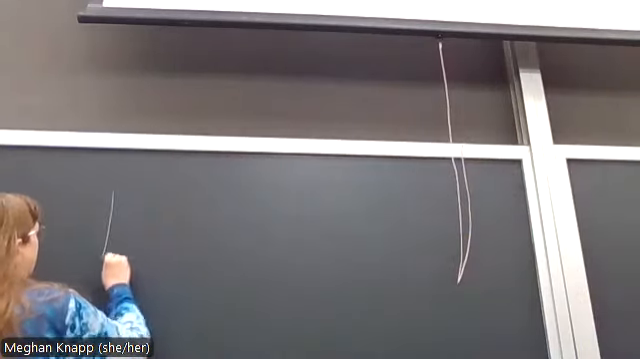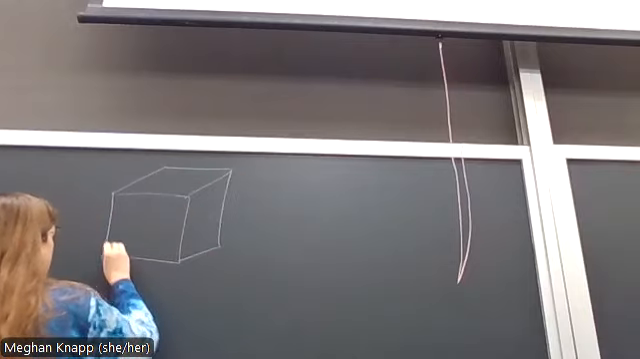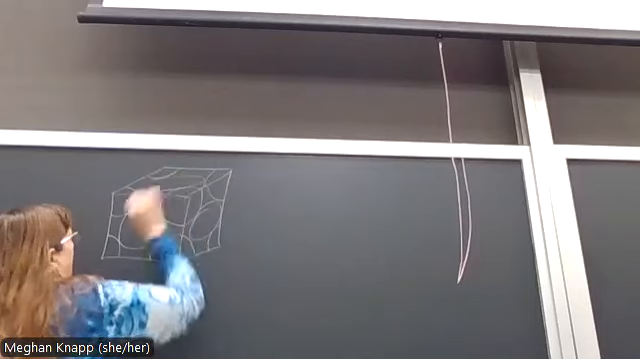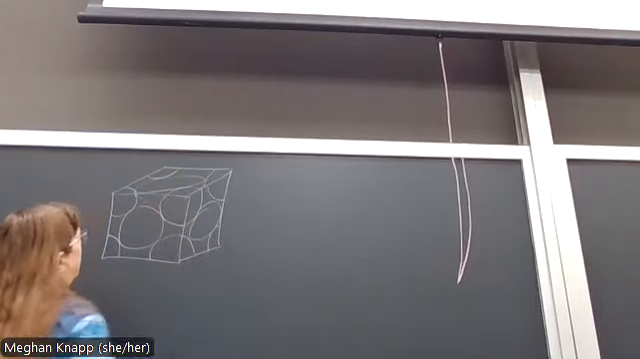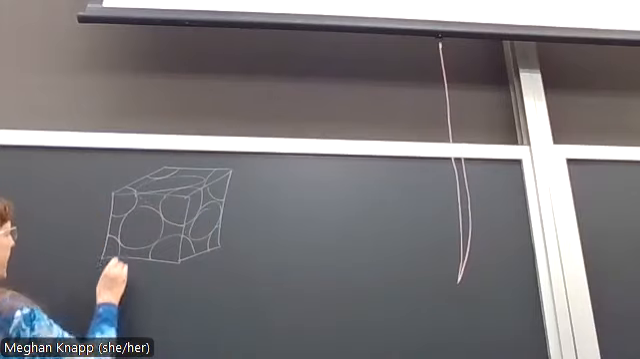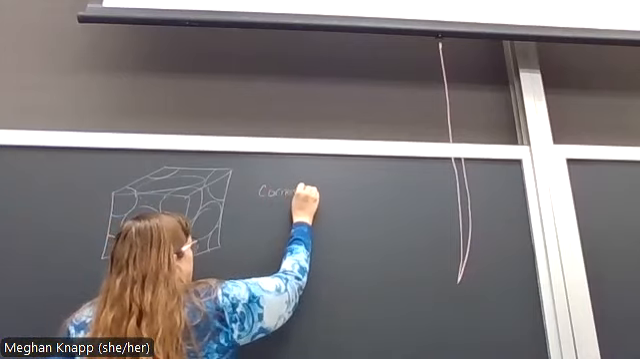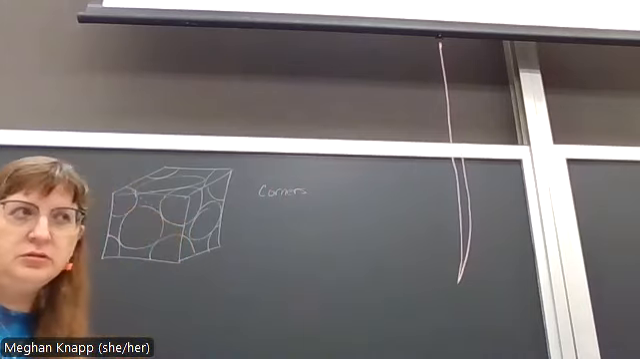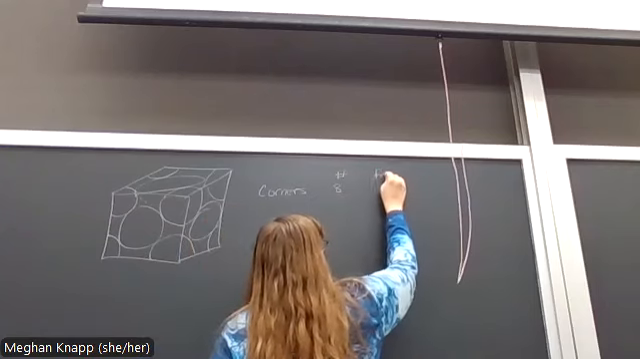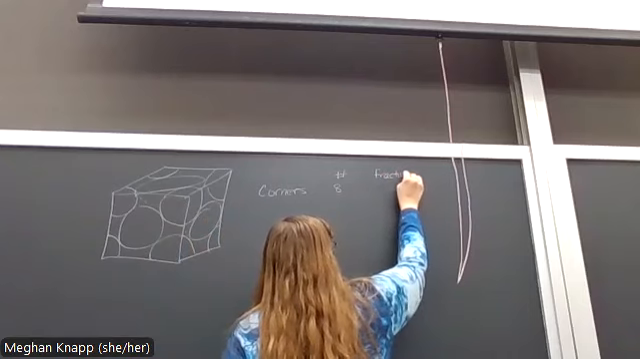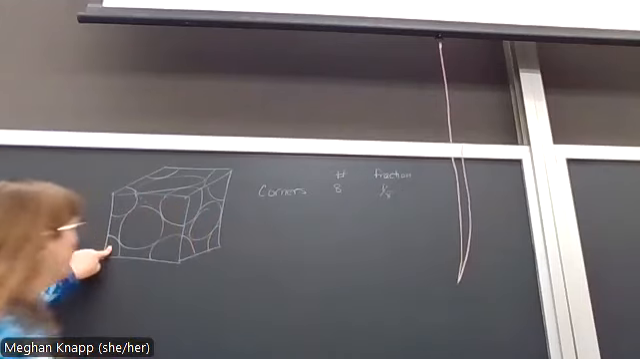Okay, so let's look at some structures here. If we have a face-centered cube, we have the atoms that are at corners. How many corners are there? There are 8 corners. And what fraction of the atom sits there? 1/8. Okay, so these are 1/8.